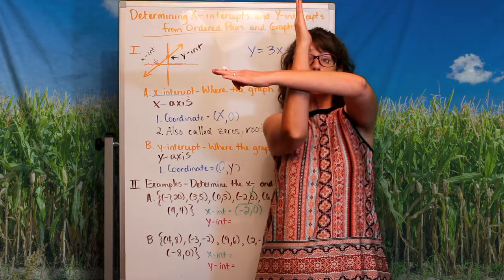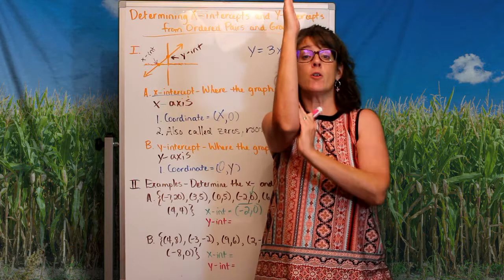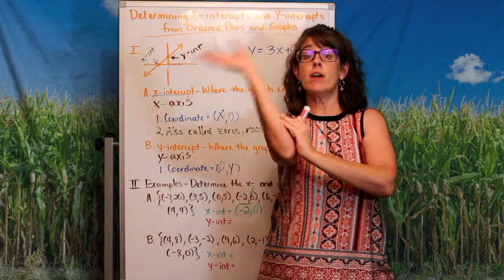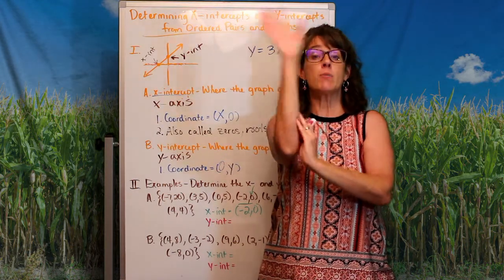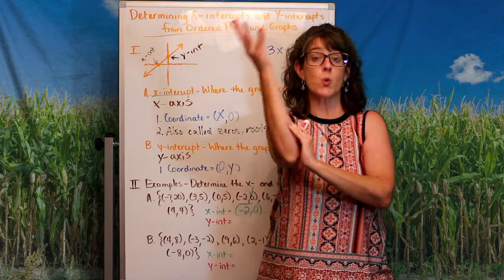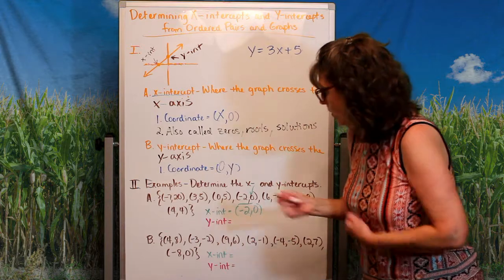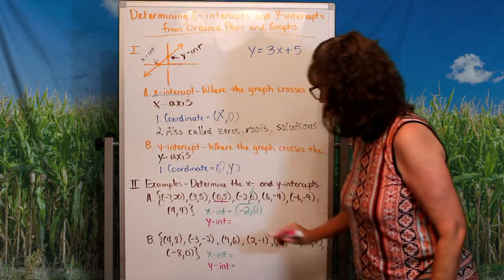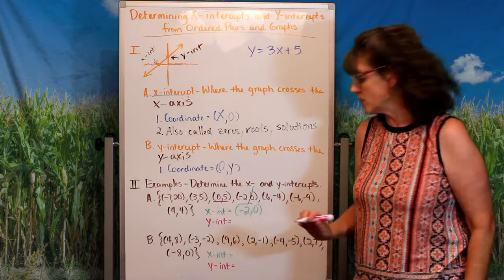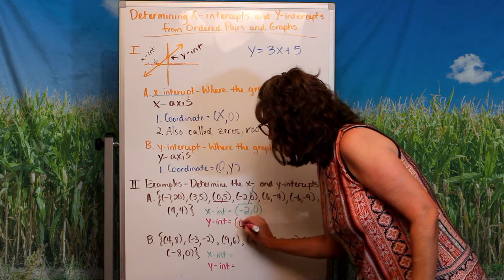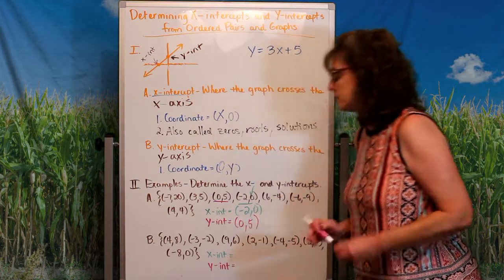Now, to get the y-intercept, remember, the y-intercept is where it crosses this axis right here. On this axis, we have no left or right movement. Left or right movement is signified by the x-coordinate. So that means I'm looking for the point that has an x of 0. Well, here's an x of 0, and that's the only point that has an x of 0. So my y-intercept then is going to be the point 0, 5.